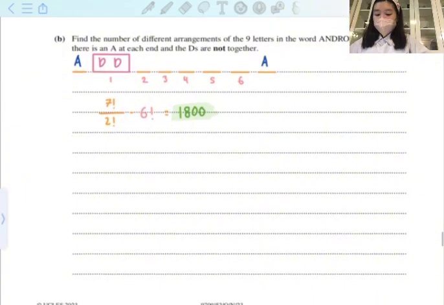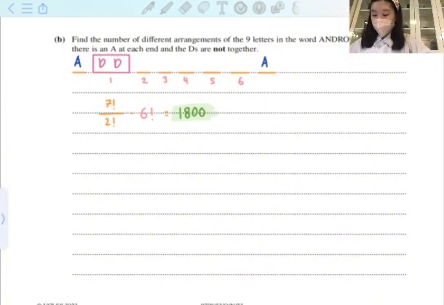B. Find the number of different arrangements of the 9 letters in the word Andromeda in which there is an A at each end and these are not together. Now, this question might seem a bit tricky, so let me give you a brief pancake analogy. Say you have burnt a quarter of your pancake. Oh no, that part's inedible, unless you like eating burnt pancakes. But that aside, you have burnt a quarter of your pancake, and now you're sad, so you have to cut out a quarter of your burnt pancake so it will actually be edible. The same logic applies here for my working.